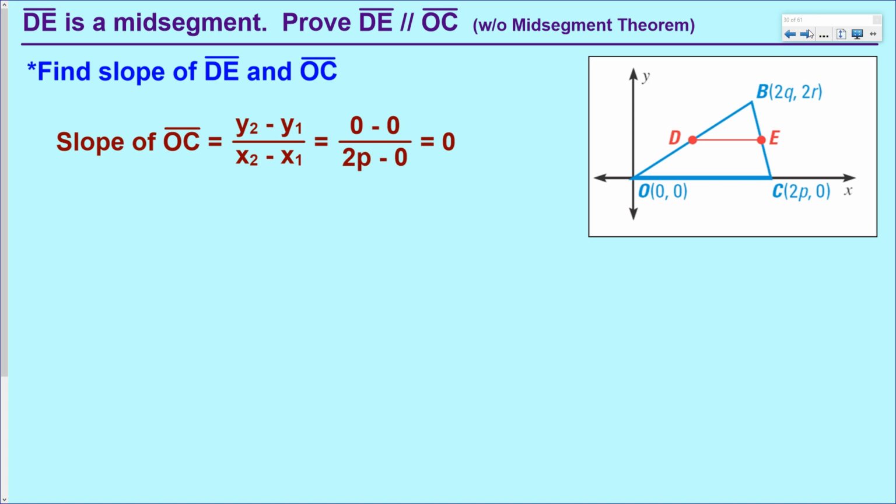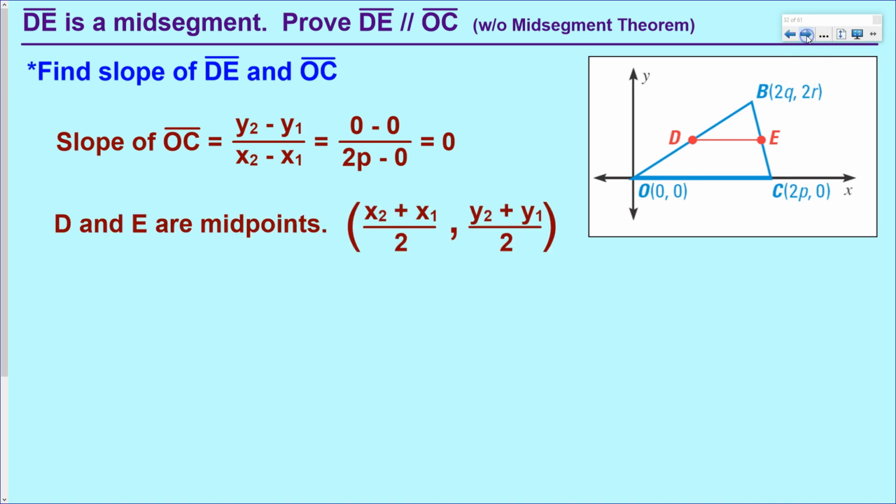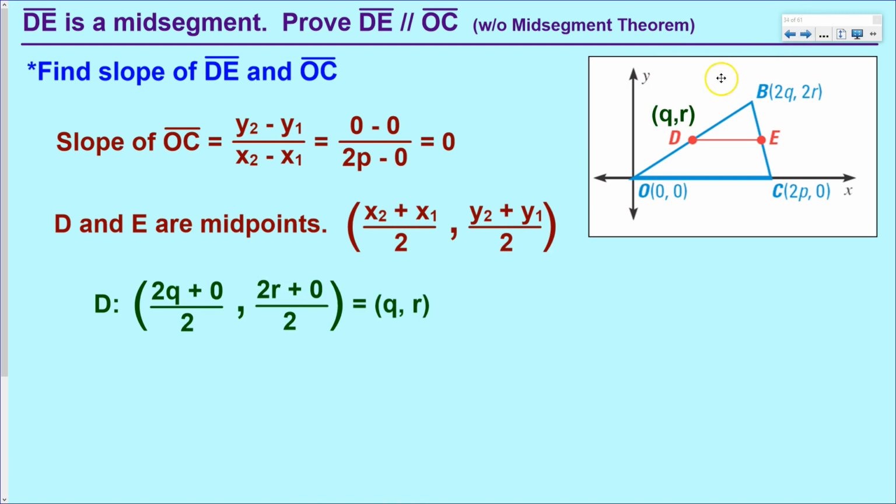So D is a midpoint of B and O, so you need to remember the midpoint formula, which looks a little something like that. And if you plug the coordinates in for B and O into that formula, you get (2q plus 0) over 2 and 2r over 2, or the average of the x-coordinates and the average of the y-coordinates. This top x-coordinate simplifies to 2q over 2, which is just q, and 2r over 2, which is just r. So the coordinate for D right here on your drawing is q comma r.